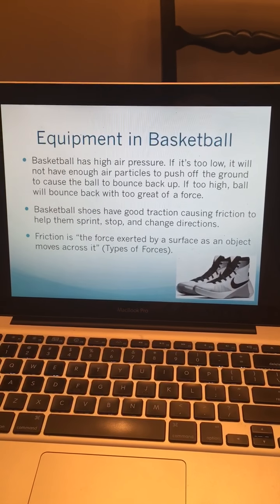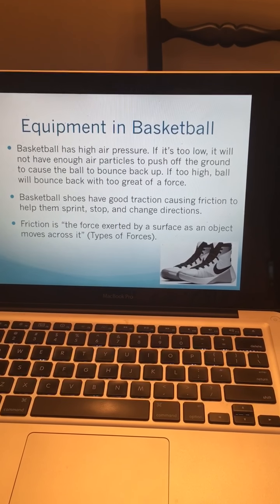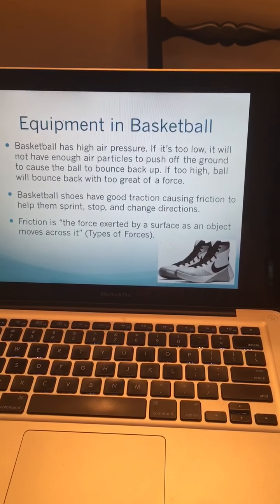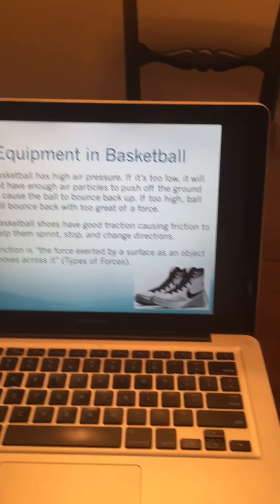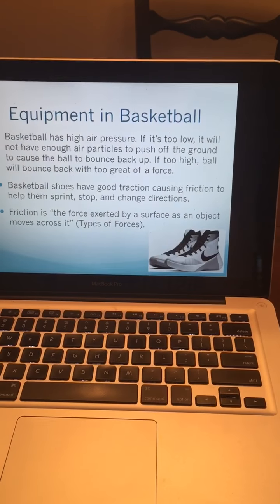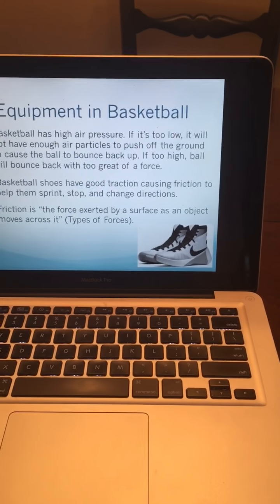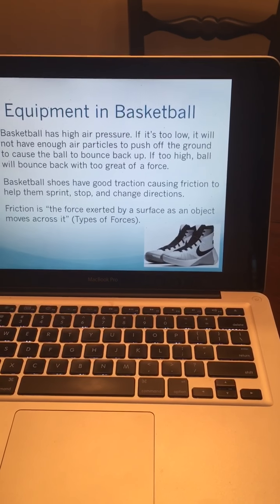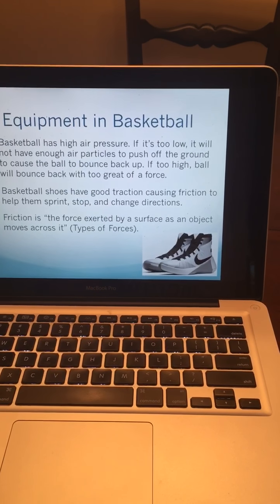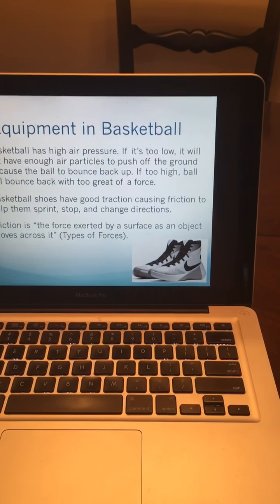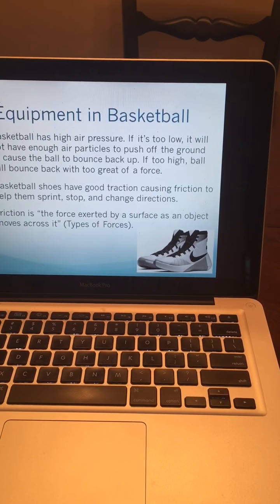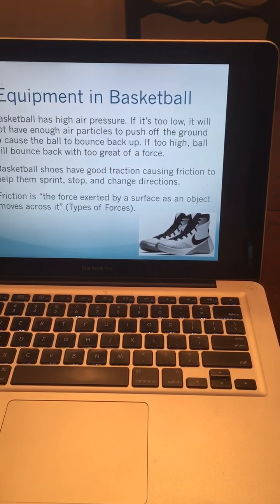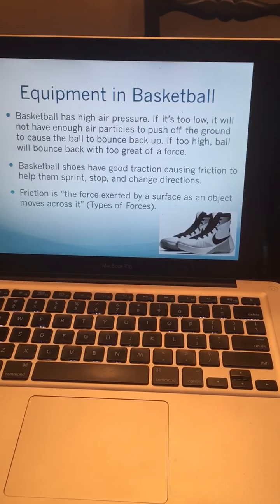When considering the equipment used in basketball, physics is again used to explain the reasons and uses for certain materials. For example, the basketball used in the game needs to have high air pressure so that the ball is able to bounce. If it does not have enough air pressure, it will not have enough air particles to push off of the ground and cause the ball to bounce back up. Similarly, if it has too high of air pressure, the ball will bounce back up with too great of a force and be very difficult for the players to control.